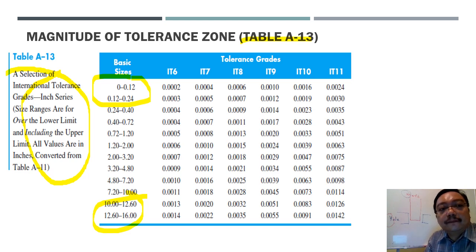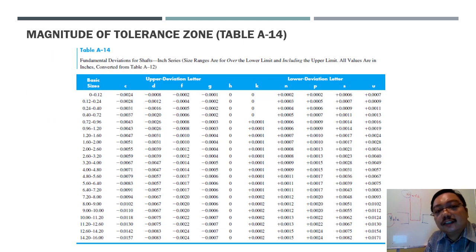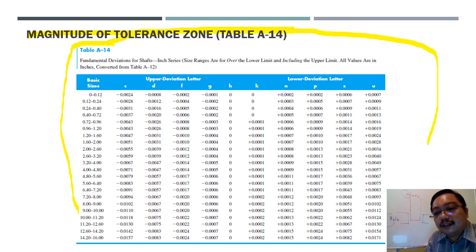You should have the textbook with you for the magnitude of tolerance zones, because the words in this slide are small. If you want to refer to it better in the future, have the textbook beside you, so you can refer to it better.